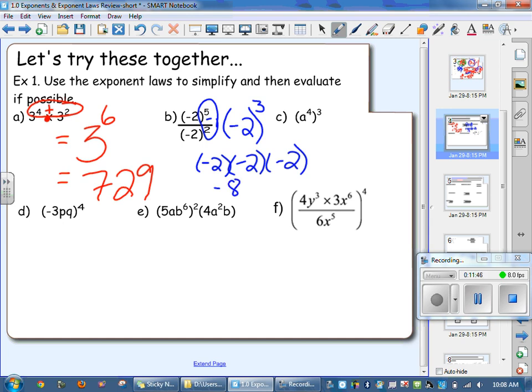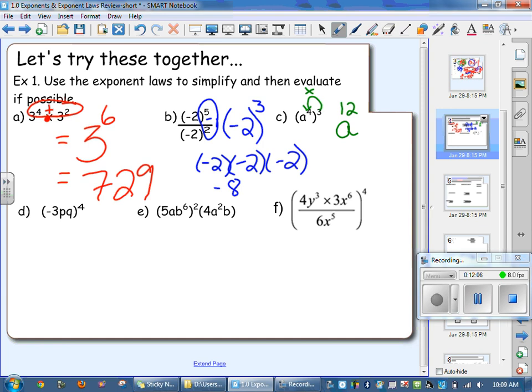Letter C, I've got a exponent 4 all cubed. What that's telling me to do, since I have a bracket, is to take the outside exponent and multiply it to the inside exponent. My base will stay as a, and my exponent now becomes a 12. Remember, you're not adding exponents there, you are multiplying them.